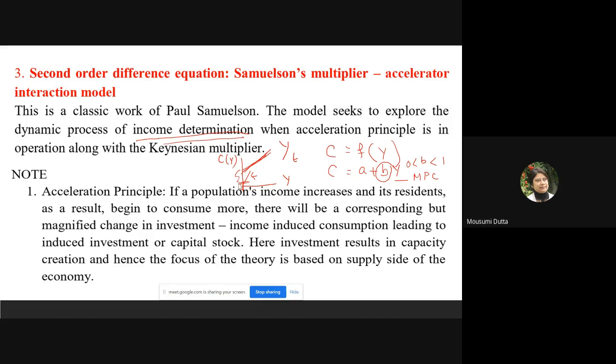Got the point? Yes, ma'am. For this group of countries, MPC is very high. This curve is very steep. However, the starting point is very small. So whatever you are earning, you are mostly consuming. And for the other one, whatever you are earning, mostly you are saving.